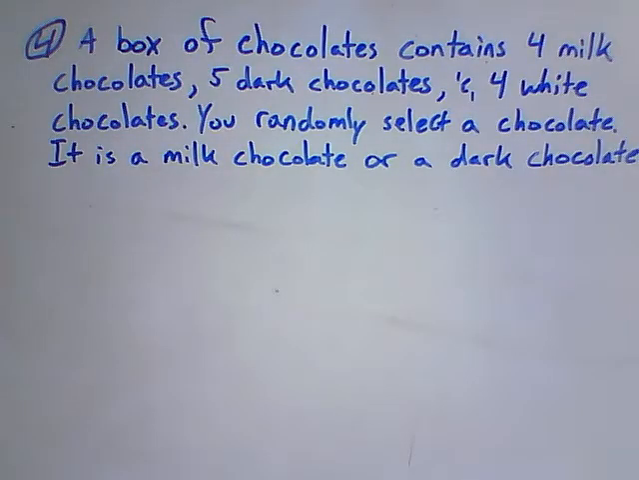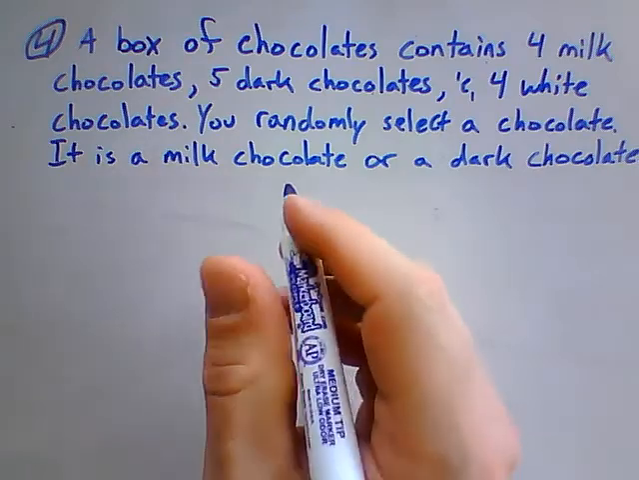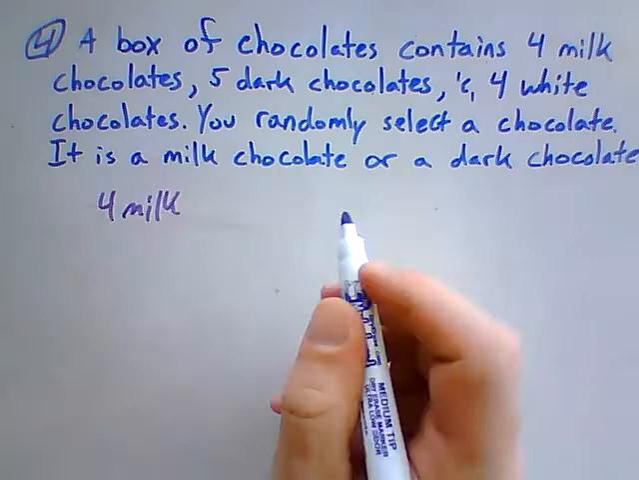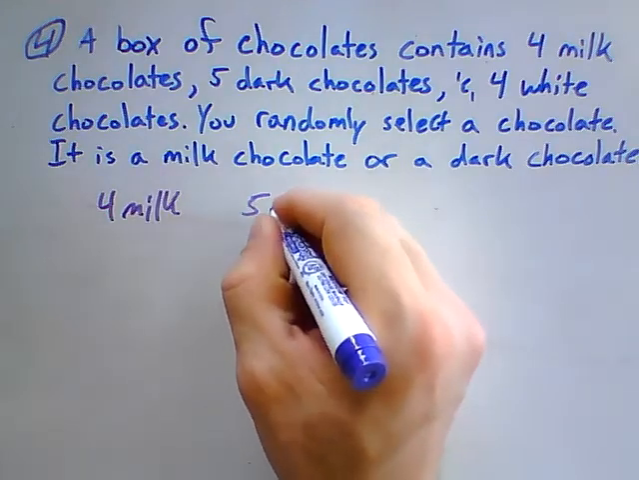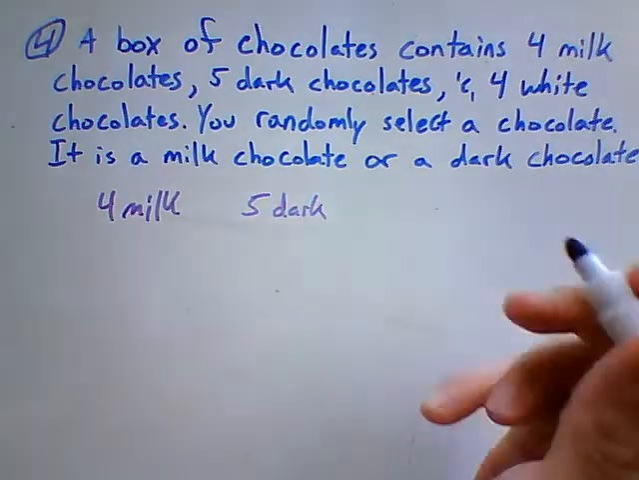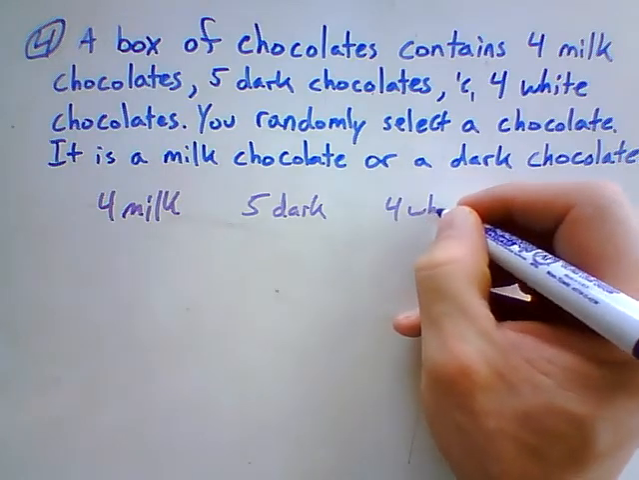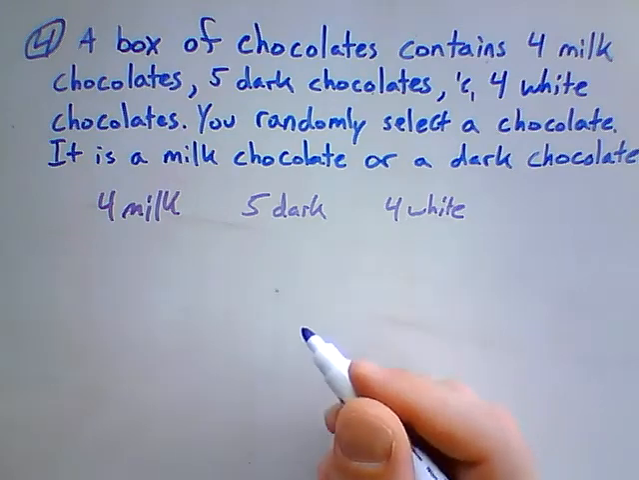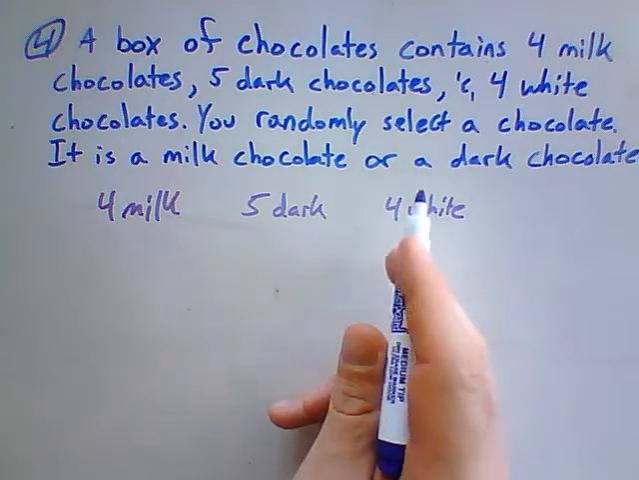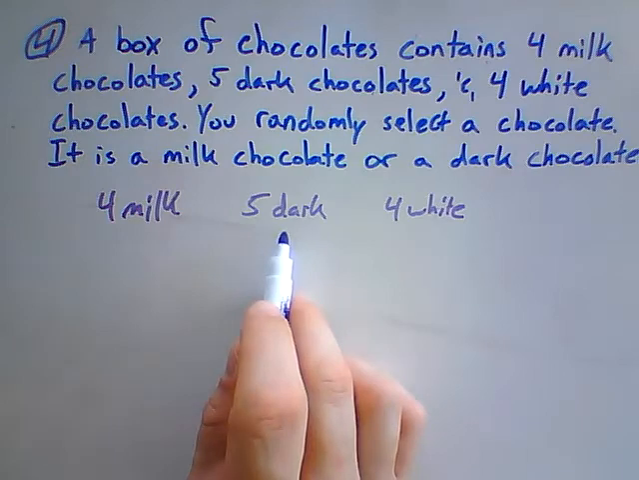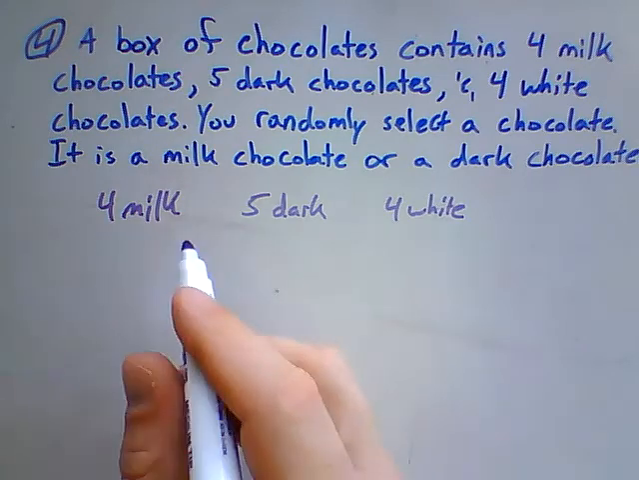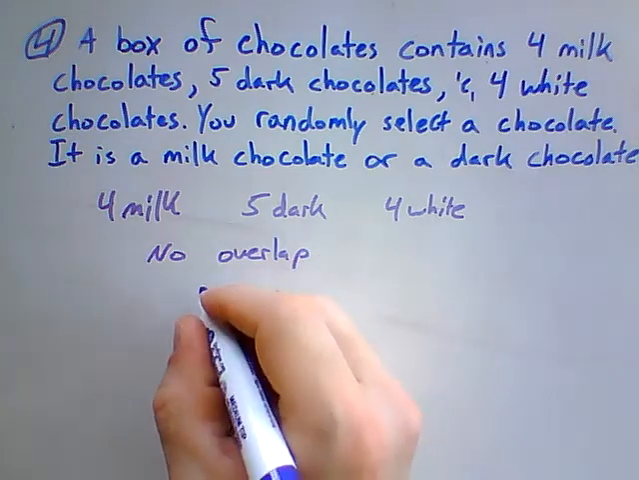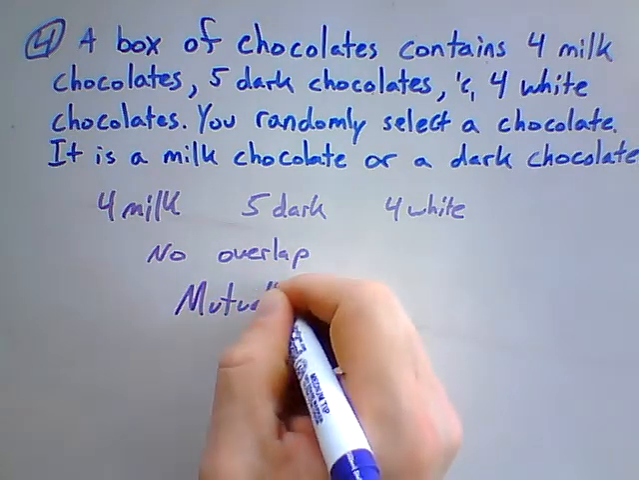A box of chocolates contains 4 milk chocolates, 5 dark chocolates, sometimes 4 white chocolates. Pretty good. Alright, you randomly select the chocolate. It's milk chocolate or dark chocolate. Are any of these those? Or any of those these? No, no overlap. There's nobody that's both. That makes it mutually exclusive.